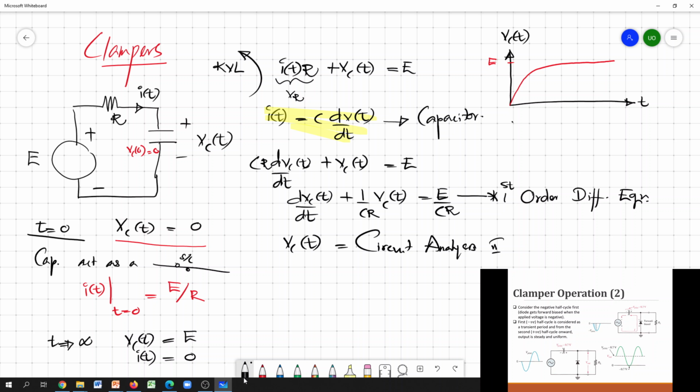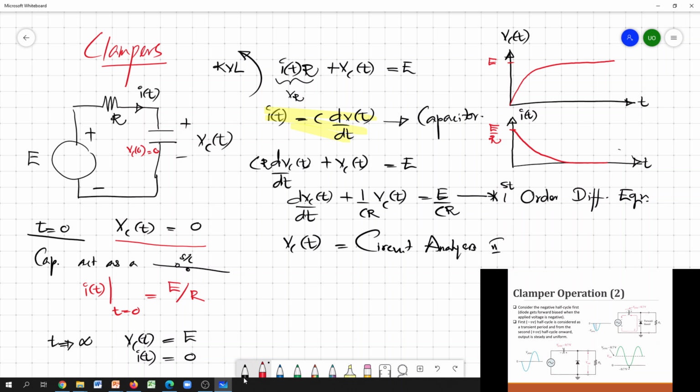Similarly, for the current, it's something like that. Initially the current flowing through the network is E divided by R. After a certain time, or as t goes to infinity, the current flowing through the circuit would be 0. So this becomes E divided by R.